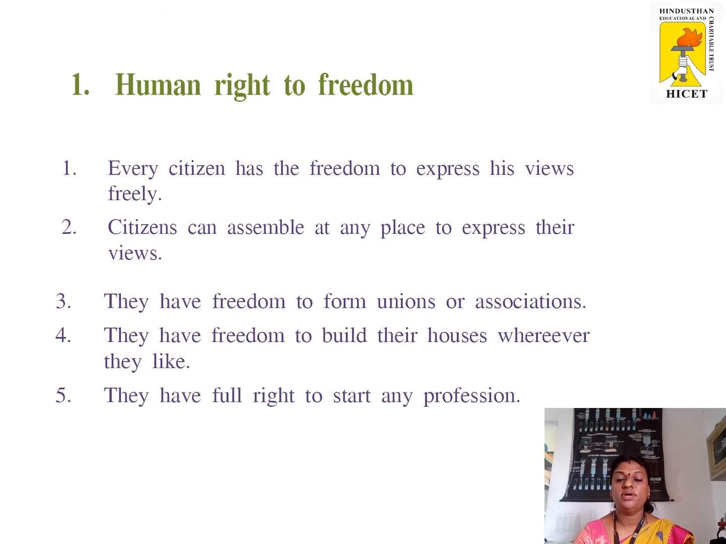First one, human rights to freedom. Every citizen has the freedom to express his views freely. Citizens can assemble at any place to express their views. They have freedom to form unions or associations. They have freedom to build their houses wherever they like. They have full rights to start any profession.